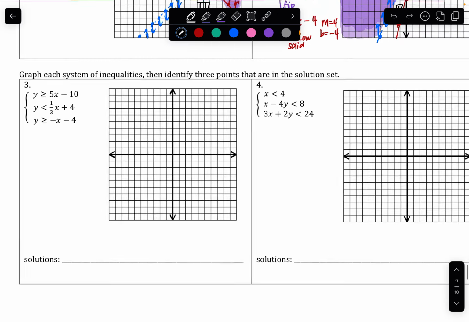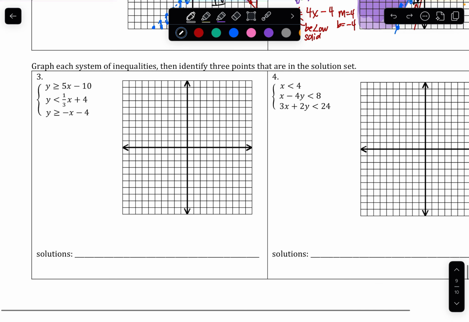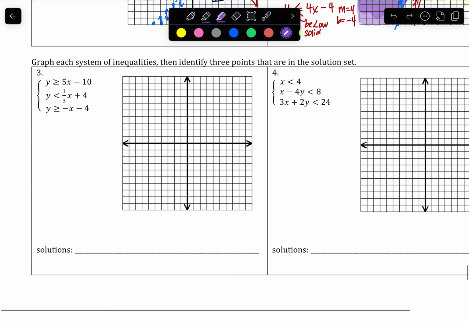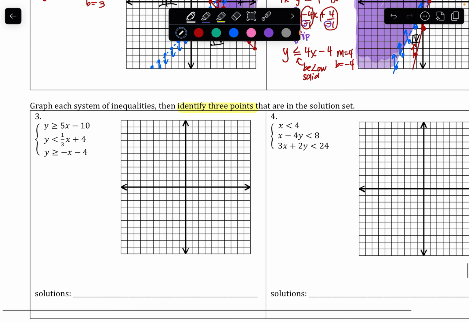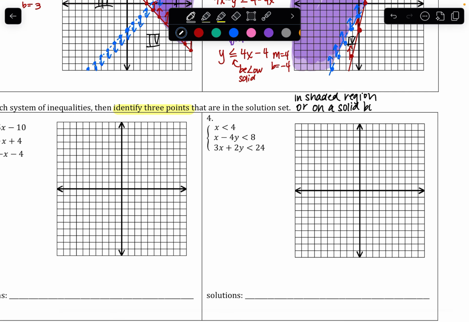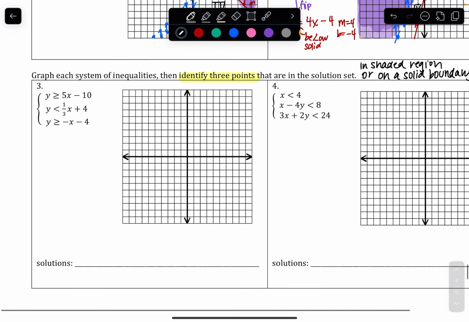Okay, next we are going to have more than 2, which is the algebra 2 piece of this. And then we are going to identify 3 points that are in the solution set. And so in order to be in the solution set, it has to be either in the shaded region or on a solid boundary. It can be on a line as long as it's on the boundary of your solution set and it's solid.